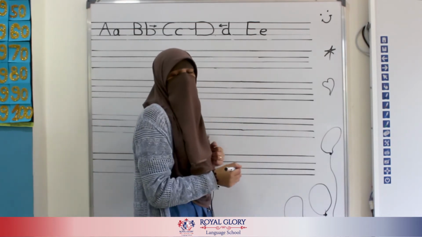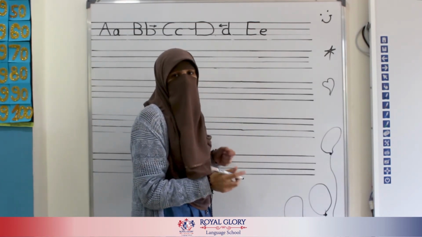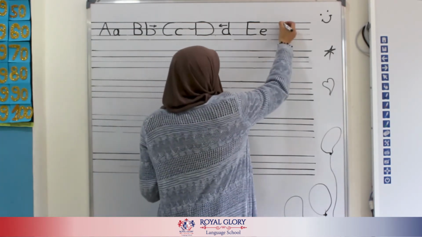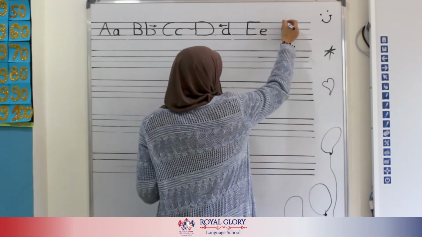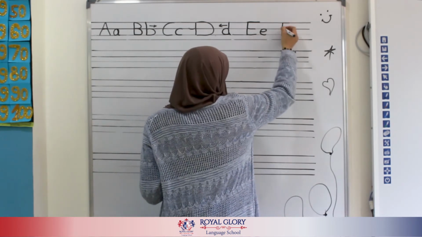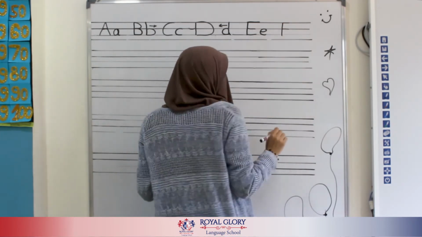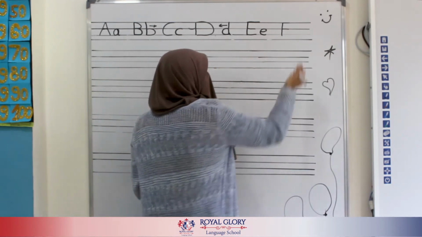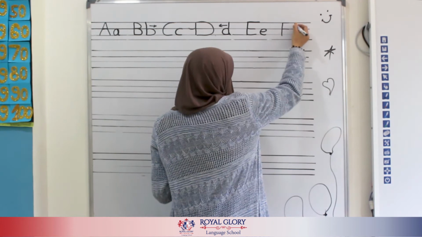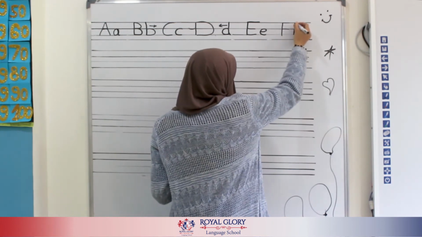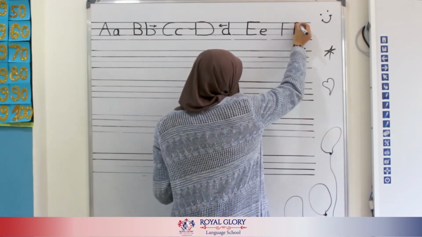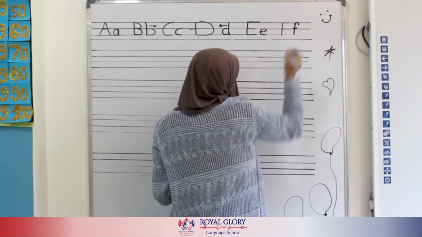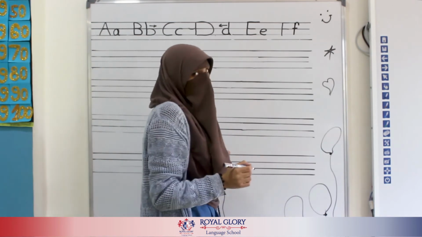Letter F, its sound is like in fish. How to write it? Standing line down, sleeping line up, sleeping line in the middle, okay? The lowercase: standing line down and the small curve like this, and sleeping line in the middle. Okay.